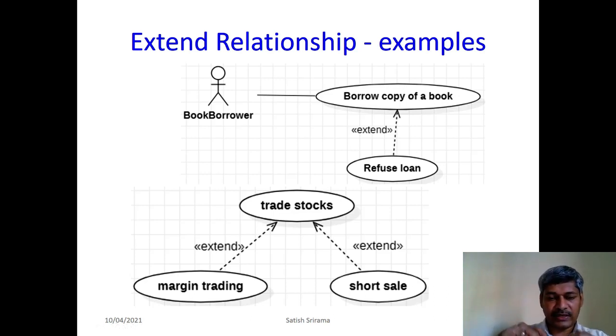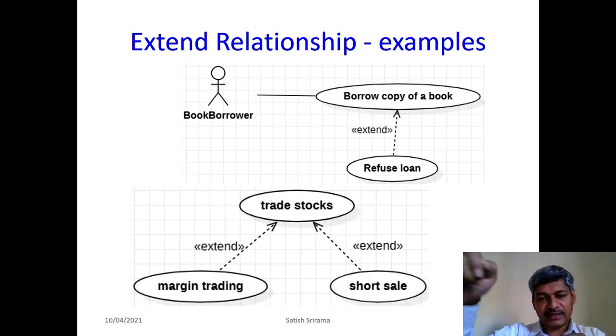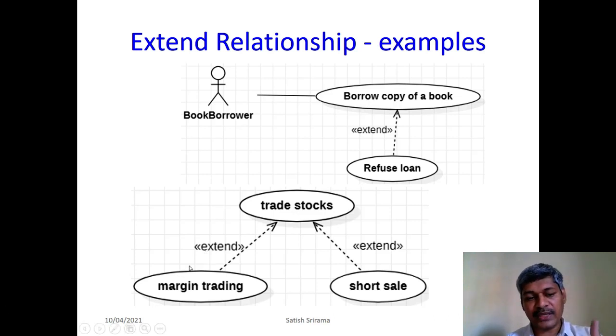So you think, I will promise to buy the stock and I will eventually sell the stock. My idea is to make a profit out of it, and based on that I am already buying it, as a loan. That's the margin trade. That is an extension to the basic trading of stocks. So this is a use case which is an extension, an extend relationship, to trade stocks.